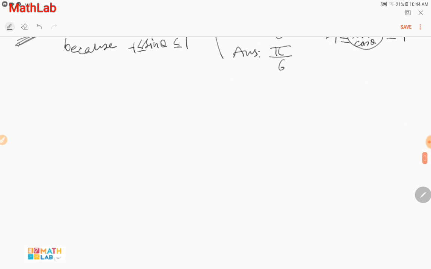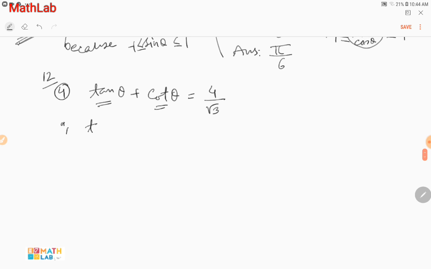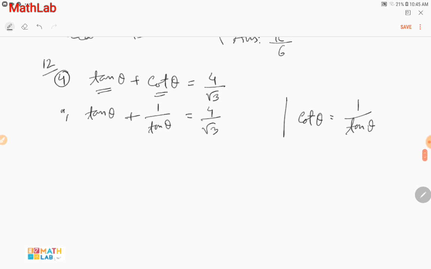Okay, now we will start question number 4. In this question you have to solve tan theta plus cot theta equals to 4 by root 3. We have to solve this equation. Here tan theta and cot theta are different variables, so you have to convert these two into the same variable, in the same format. Okay, so what we can do, we know that cot theta equals to 1 by tan theta, so we can use this formula. Cot theta equals to 1 by tan theta, so tan theta plus 1 by tan theta equal 4 by root 3.